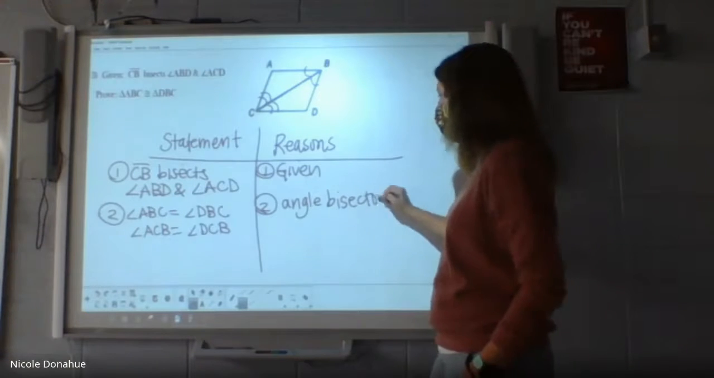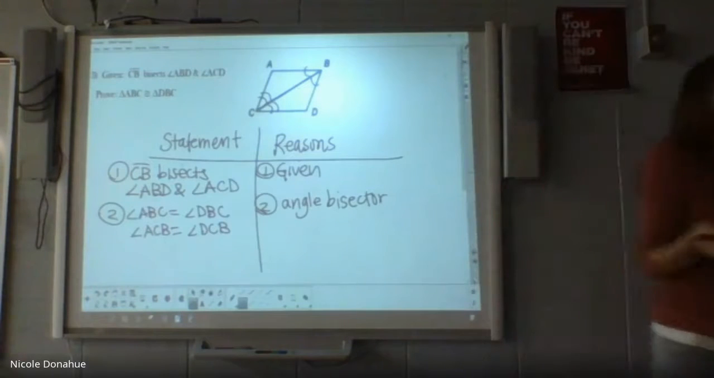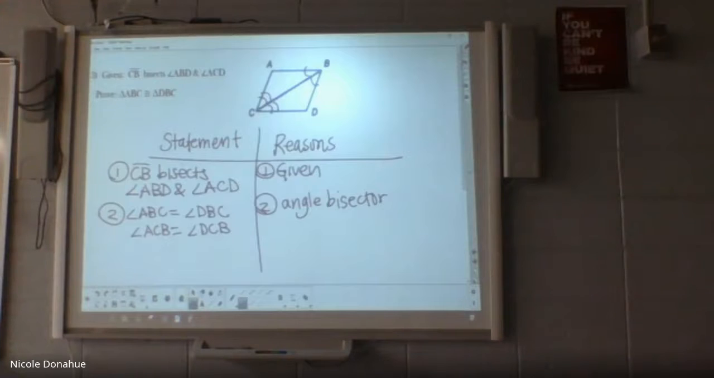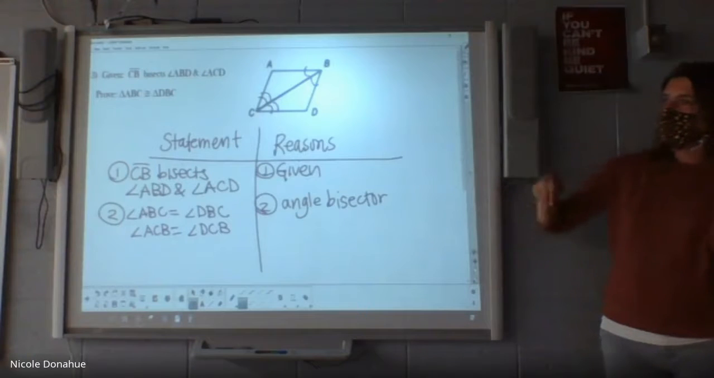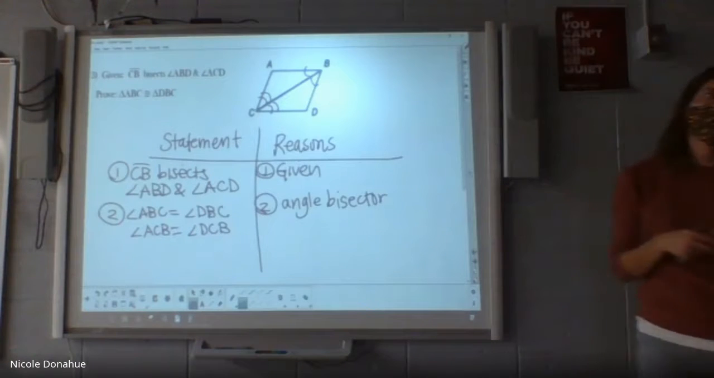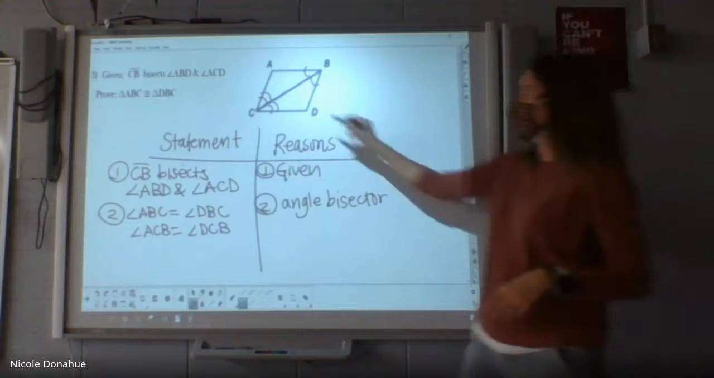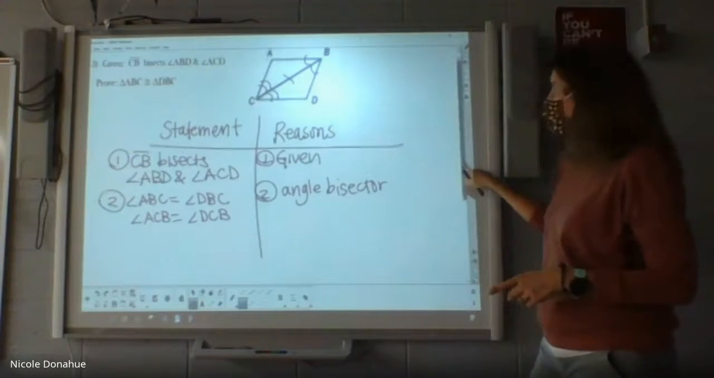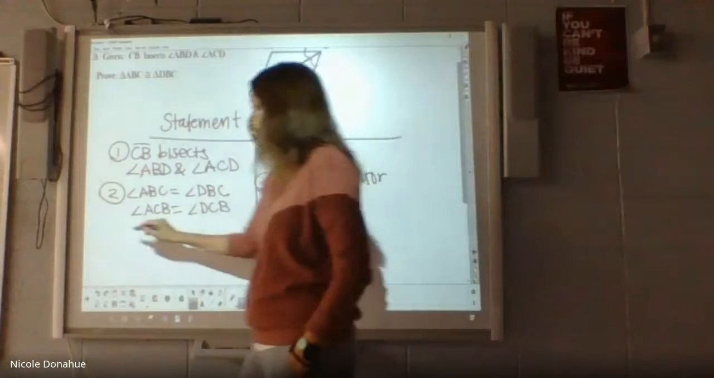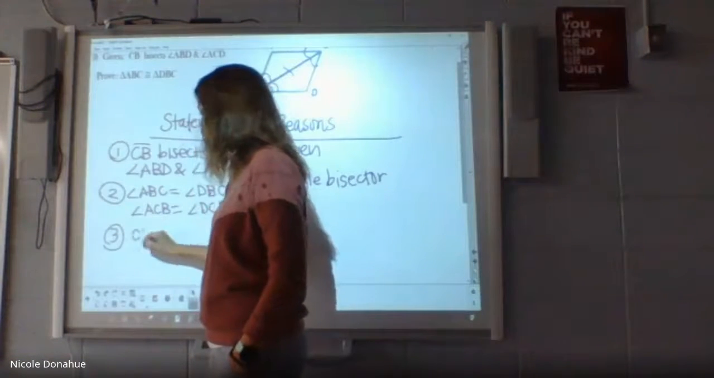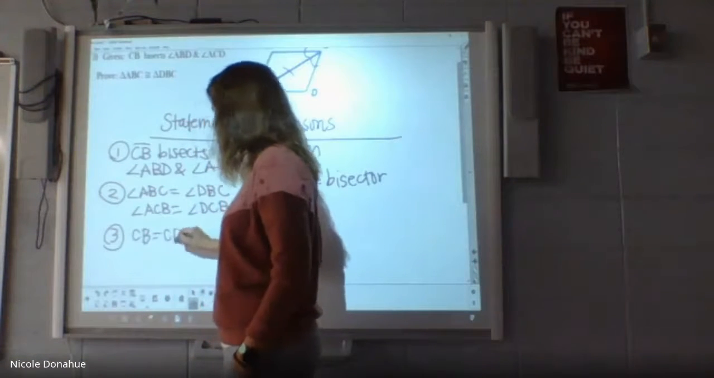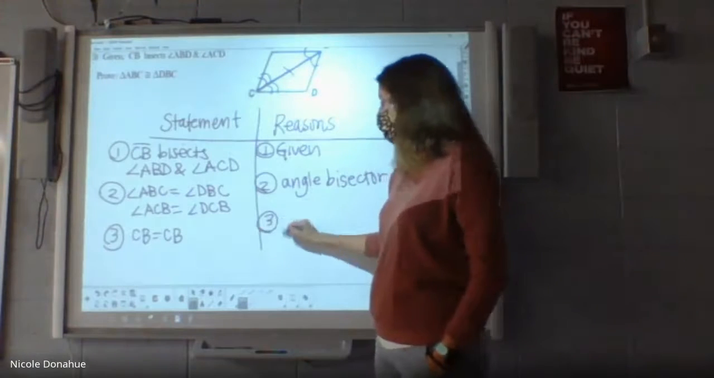Now, if you look in your book, they probably say definition of an angle bisector. I don't need you to say definition, theorem, whatever. Just how do we know that? Because it's an angle bisector. So I have two angles now. What else do I know? That shared side. So that middle side is shared. That CB equals itself. And again, shared side is reflexive.